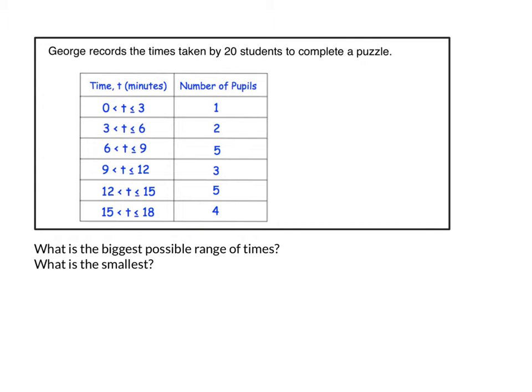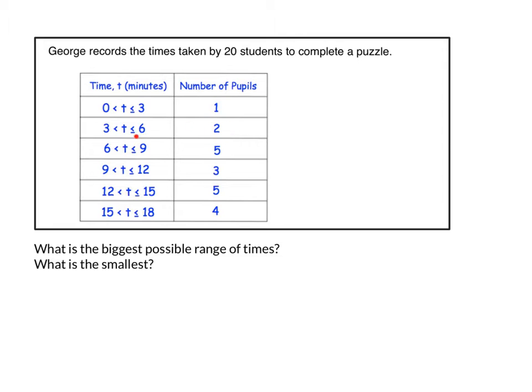So this time we have a grouped frequency table. Now, by grouped frequency, I mean that there's time intervals. So you'll see uses of inequalities. So this means that one pupil finished in a time between 0 and 3 minutes. It took them that time to complete their puzzle.